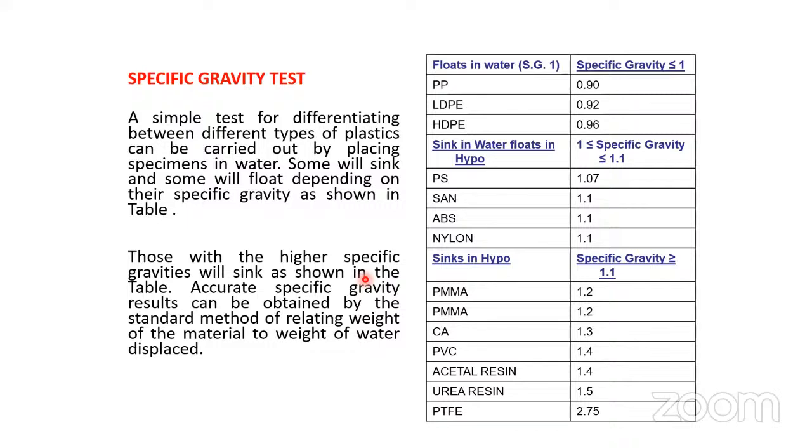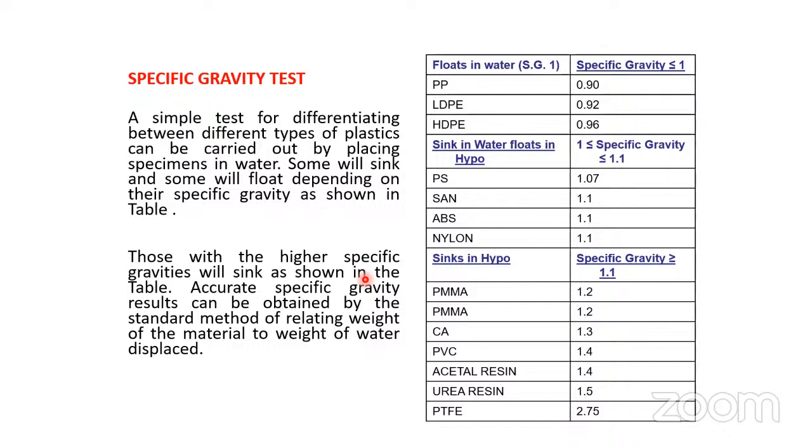As I have told you, the specific gravity of polypropylene is 0.9, which is less than water, which has a specific gravity of one. So it will float. Polypropylene, low density polyethylene, and high density polyethylene have less specific gravity than water, so they float. Polystyrene has a specific gravity of more than 1, which is 1.07, so it sinks in water.